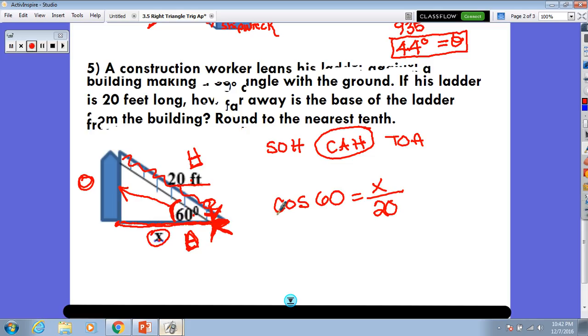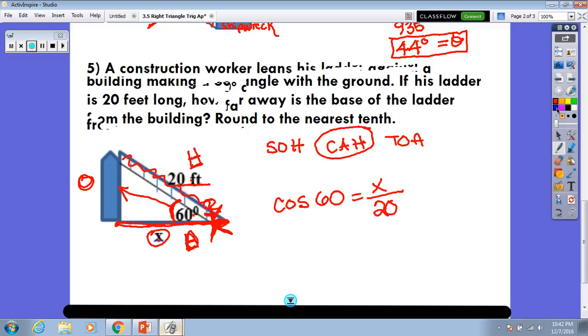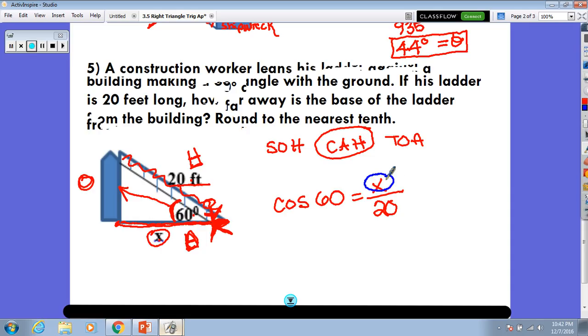So remember, when we solve this, the goal is to get x by itself because we're solving for the side. X gets to stay on this side. That means 20 has to leave, because anything that's on the same side as your variable, you have to get rid of. So to get rid of 20, right now we are dividing by 20, so we're going to multiply both sides by 20. Remember, this is the same step every single time you use a trig function to solve for one of the sides. We'll multiply by whatever is on the bottom. So 20 cancels, and this side gives me my answer.